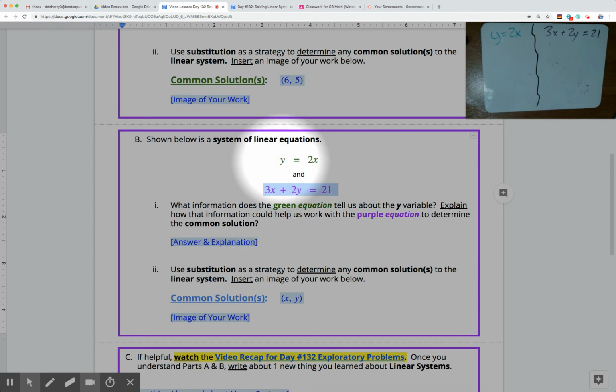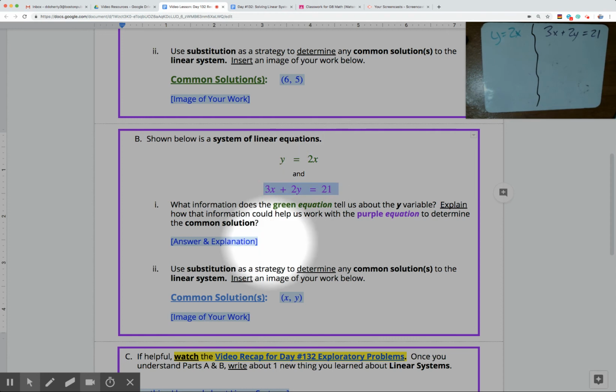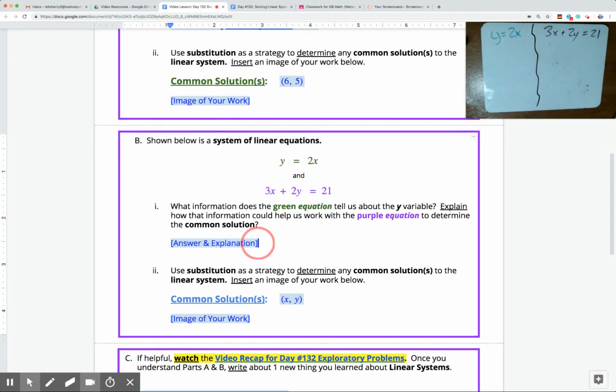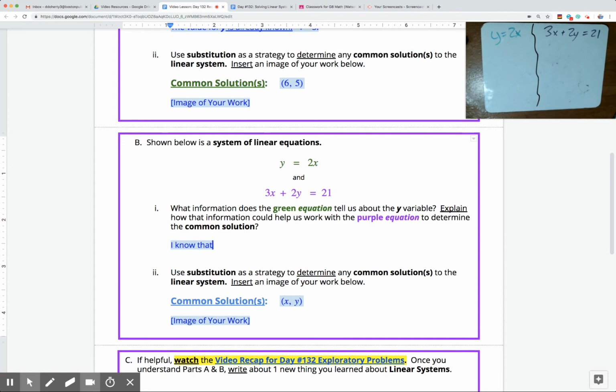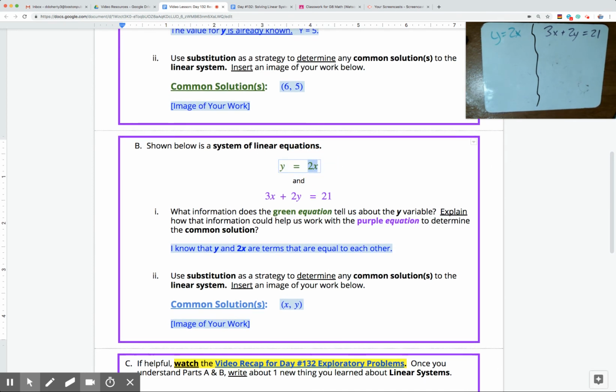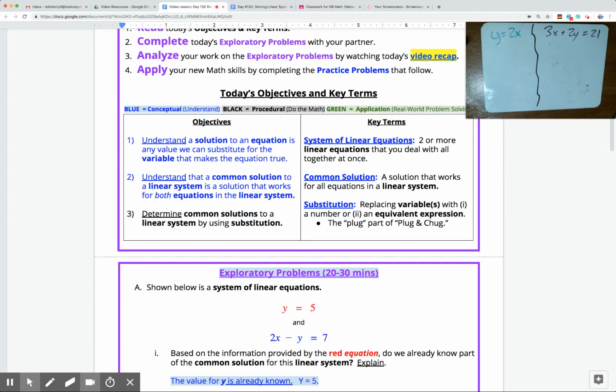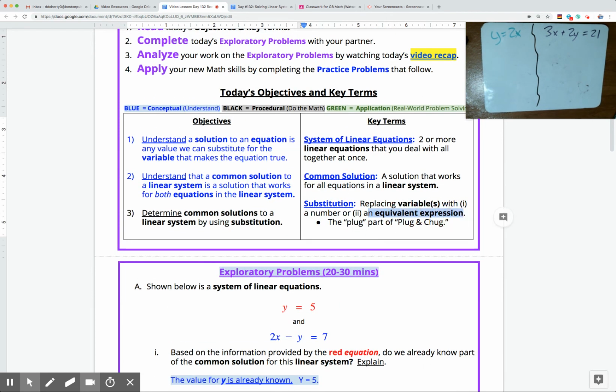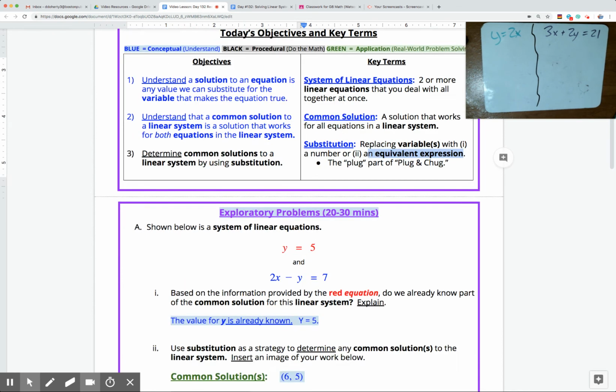So again, equations are just math statements. In this case, it says the value for y is equivalent or equal to 2 times whatever the value for x is. So one thing I could say right away is I know that y and 2x are terms that are equal to each other. That's all this is saying. And if I know that 2x is an expression with the same value as y, we know from our definition of substitution that we can also plug expressions in if they're equivalent to each other, replacing them in an equation.